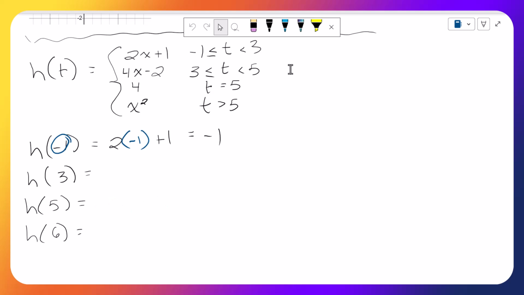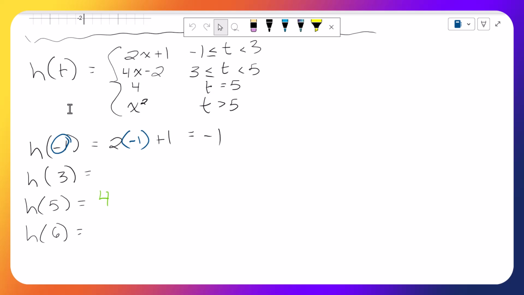You might have done a similar thing with x squared. So I'm going to get rid of that. This one is actually really simple. It tells us that when our input is 5, when t equals 5, our output, that's what this column is for really, our output is 4. So for h of 5, our output is just 4. That's it.